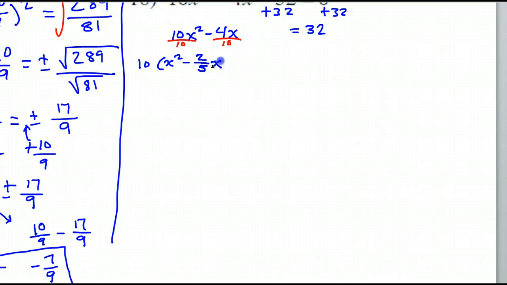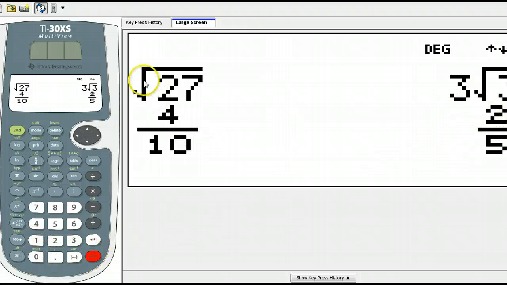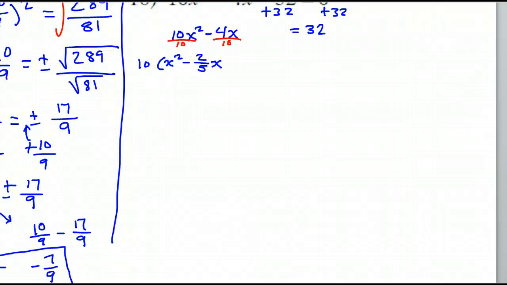Now if you're one of the few people that cannot do that in your head, 4 over 10, yeah, 2 over 5. There you go. Okay, leave a space. And that's equal to 32.